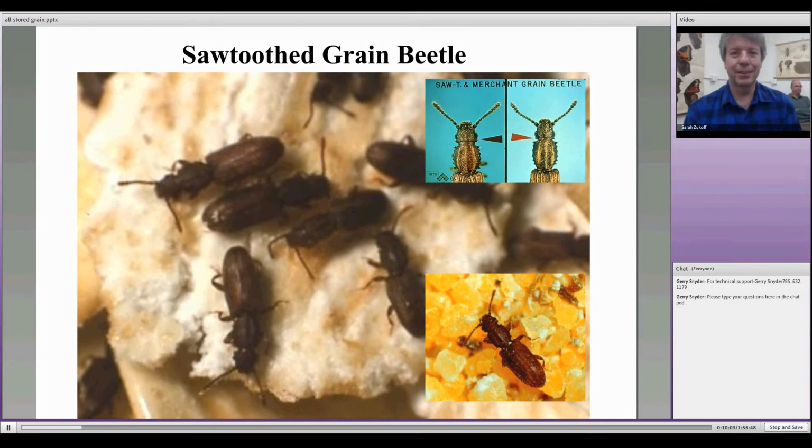This is the sawtooth grain beetle. Also has a close relative called the merchant grain beetle. And the diagnostic thing, the way you can tell you've got a sawtooth or a merchant, is when you look at them up close with a hand lens. They have this sawtooth margin just behind the head on that section of the body, and that's it, sawtooth beetle. Again, an external feeder. Don't want to have too many of them.